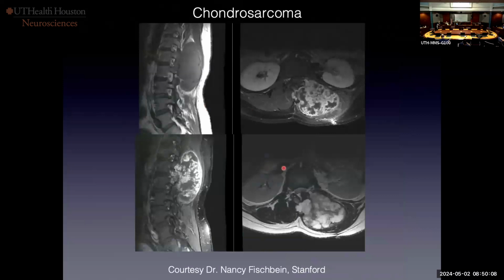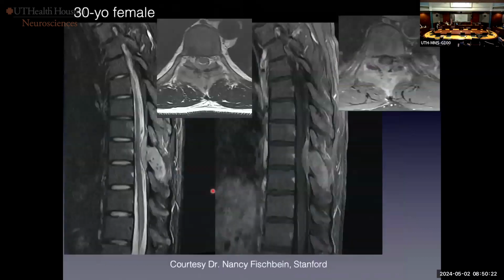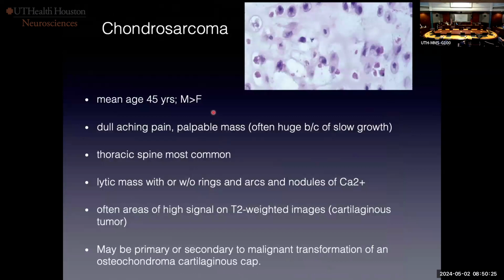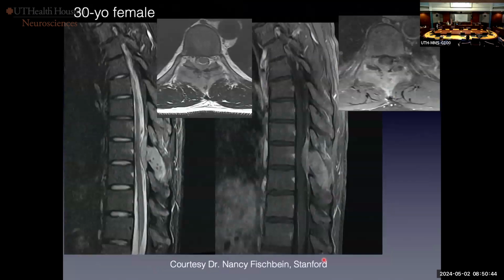Another chondrosarcoma that Nancy Fishbein from Stanford gave me. I don't even have a CT on it because they just biopsied it straight away. But again, I think it's nice because it shows how high the signal is and the massive appearance of this lesion in the posterior elements, thoracic spine. Chondrosarcomas: mid-age group, thoracic spine most common. They often are huge when they present because they're growing so slowly. They may be primary or secondary to malignant transformation of an osteochondroma, which may be what happened in that rib head case.